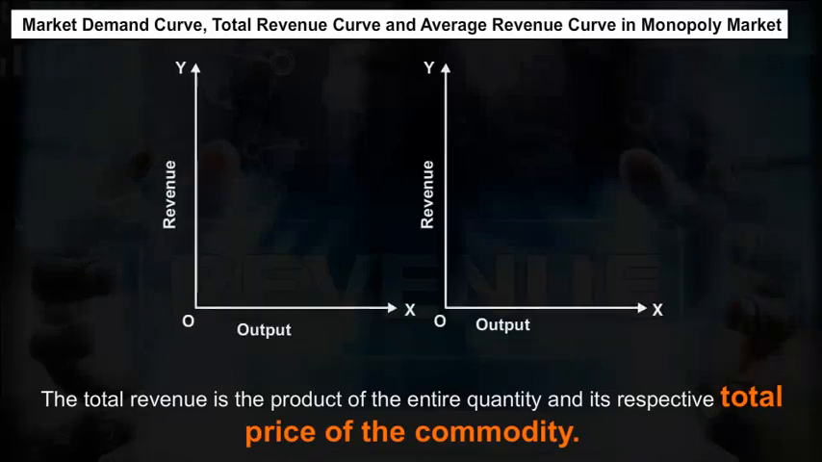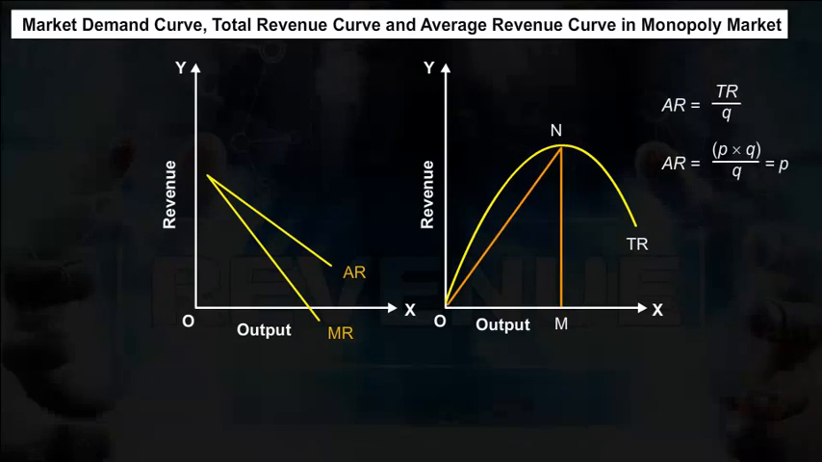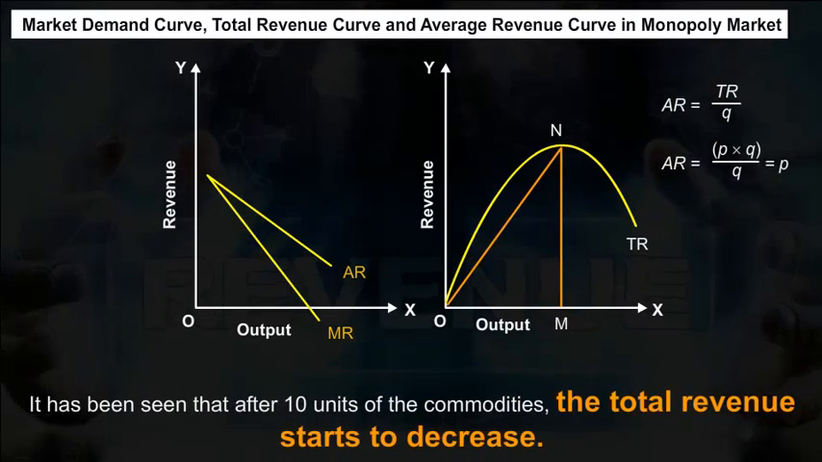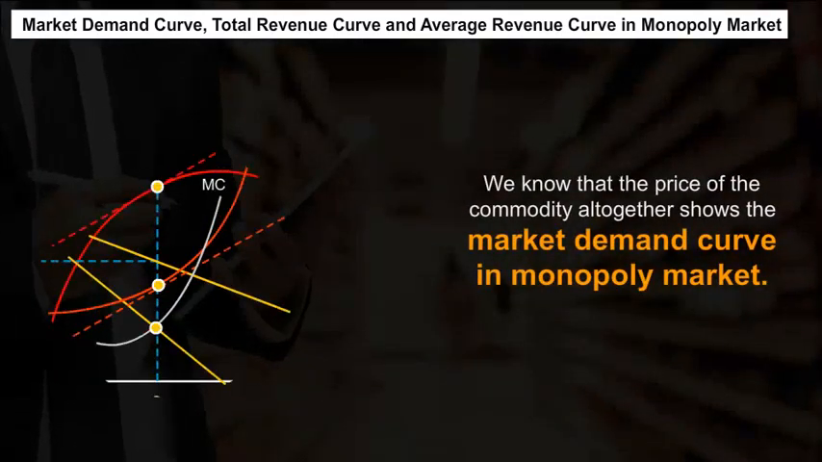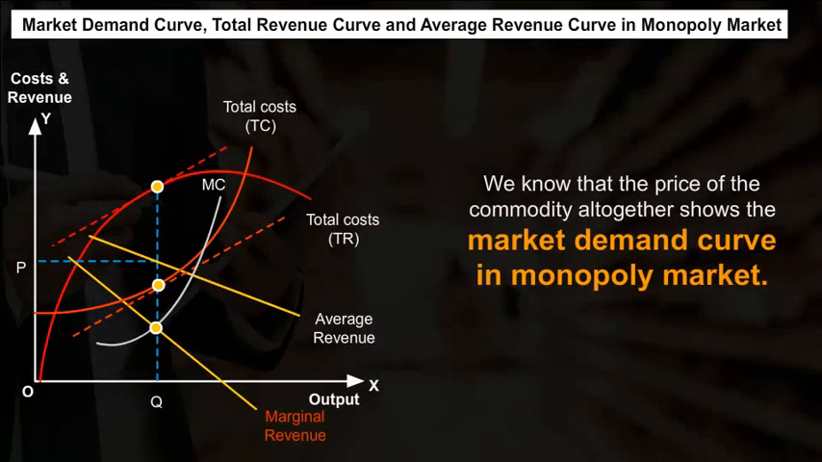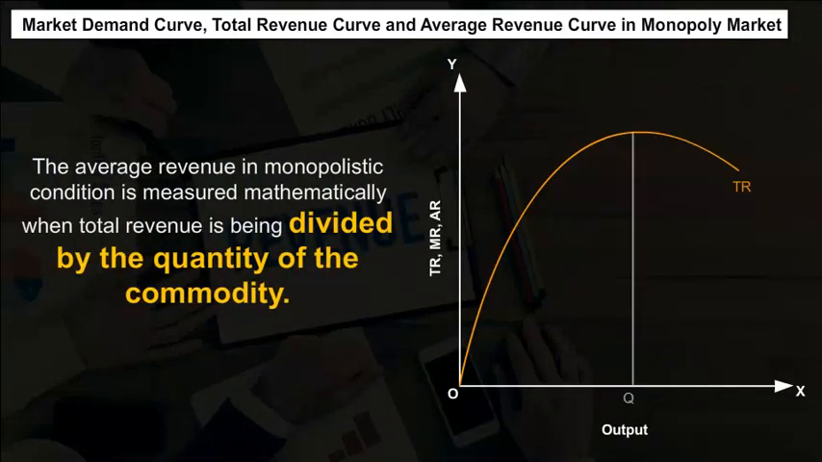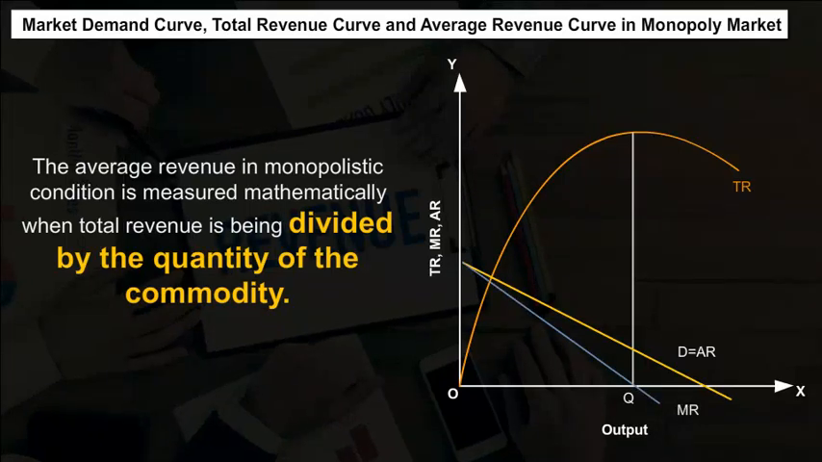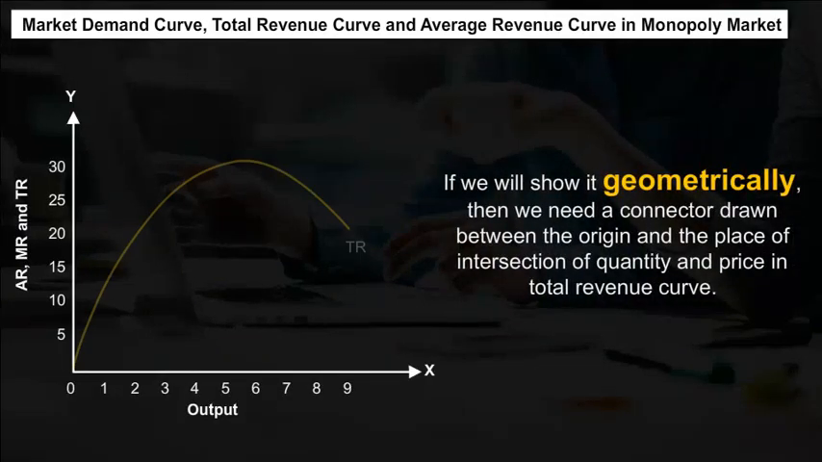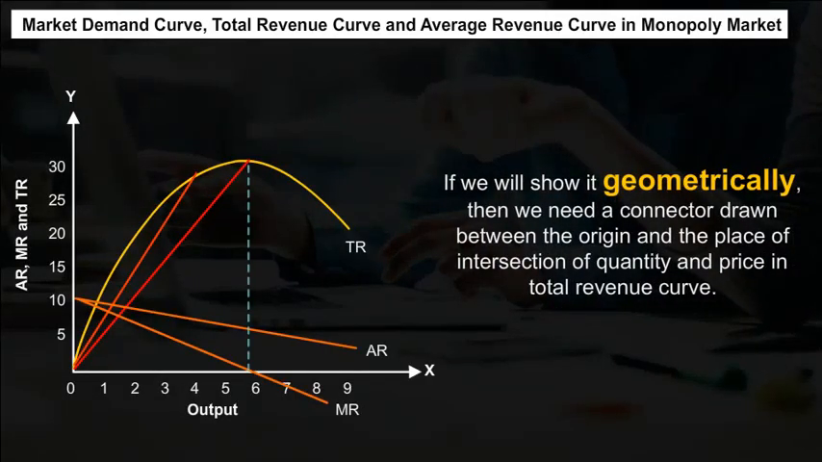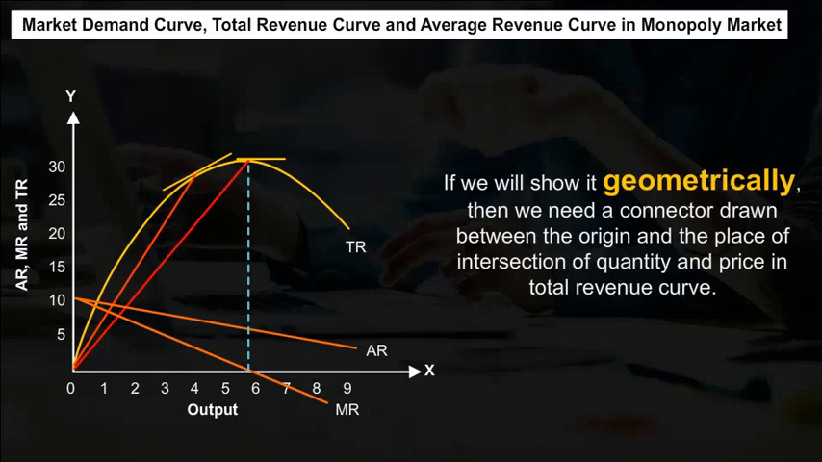The total revenue is the product of the entire quantity and its respective price of the commodity. It has been seen that after 10 units of the commodity, the total revenue starts to decrease. We know that the price of the commodity altogether shows the market demand curve in monopoly market. The average revenue in monopolistic condition is measured mathematically when total revenue is divided by the quantity of the commodity. If we show it geometrically, then we need a connector drawn between the origin and the point of intersection of quantity and price in the total revenue curve.